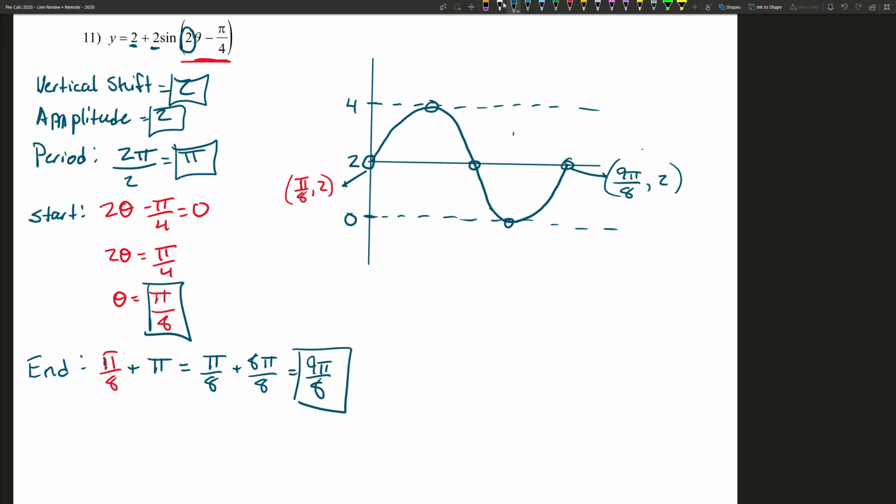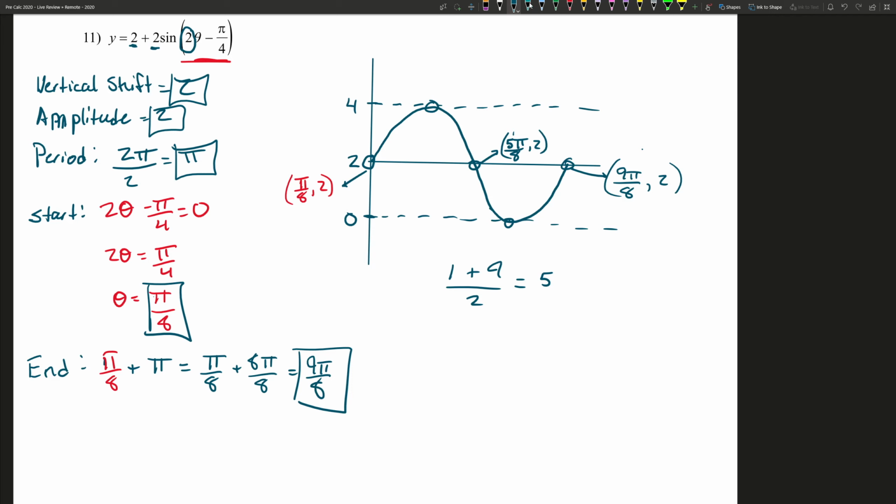Okay, the easiest thing to do is to find the middle, right? So the middle value between pi over 8 and 9 pi over 8 is what we're trying to find. So if we think of the midpoint of 1 and 9, we just add those two things together, divide by 2. So that's 5. So this midpoint is 5 pi over 8, and still comma 2.